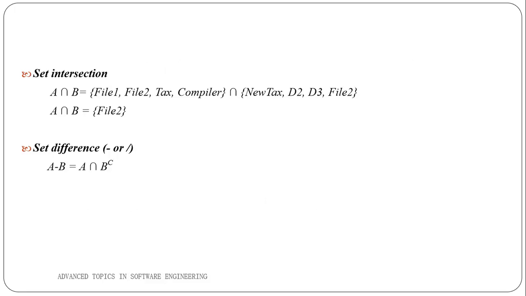Next is set intersection. So intersection takes the common elements in both the sets. So here the common element is file 2, so that is the result of intersection. Next is set difference. So set difference is the difference between the two sets, and it is basically A minus B, and it is formulated as A intersection B complement.